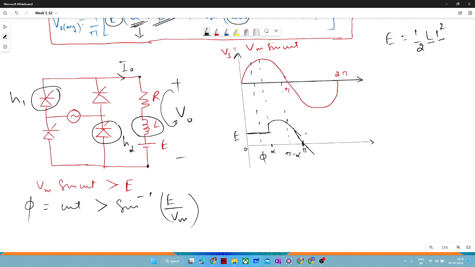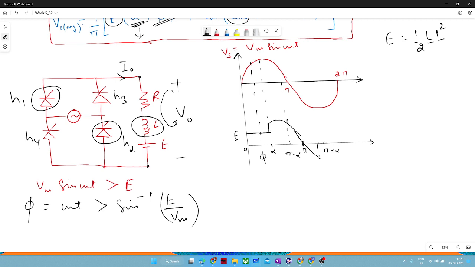If your inductance is really very high, it will follow your supply till which instant? Pi plus phi, that is correct. Till pi plus phi, it will definitely conduct. But still, your H3 and H4 will come in forward conduction mode after pi plus alpha, right?